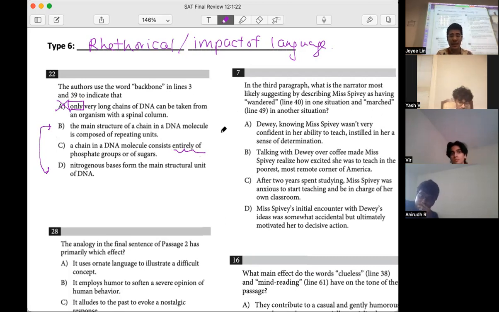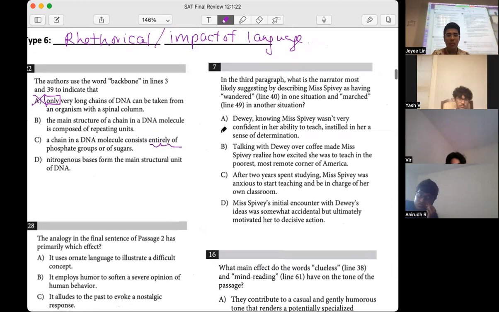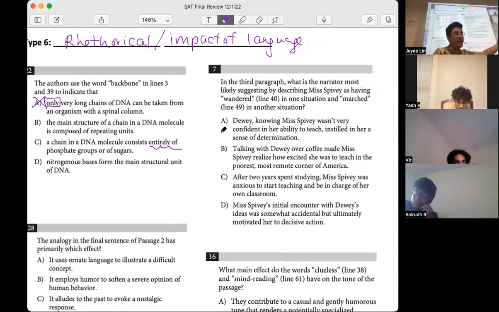7, right? We're saying wandered or marched. So wandered is more like, I don't know where I'm going, right? March is very intentional. So which one kind of says that?